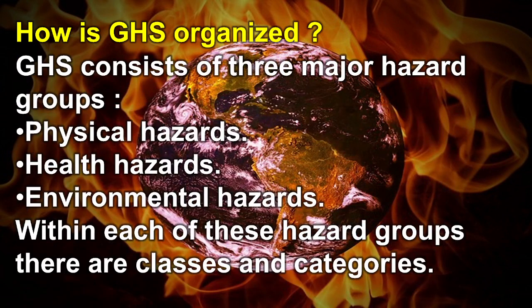How is GHS organized? GHS consists of three major hazard groups. Physical hazards, health hazards, environmental hazards. Within each of these hazard groups, there are classes and categories.